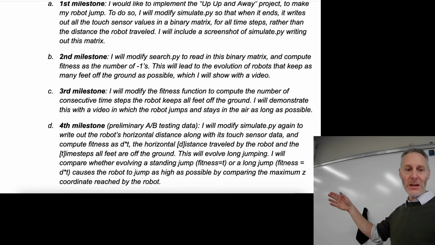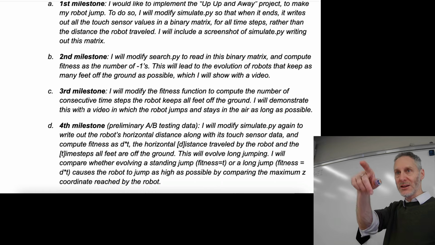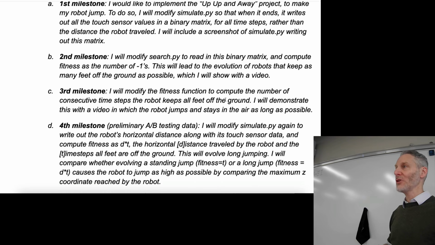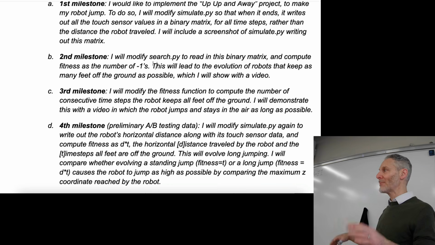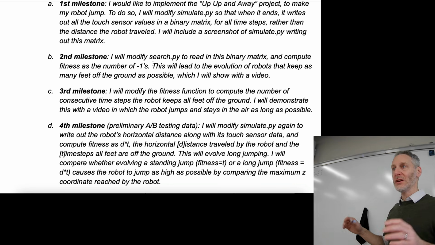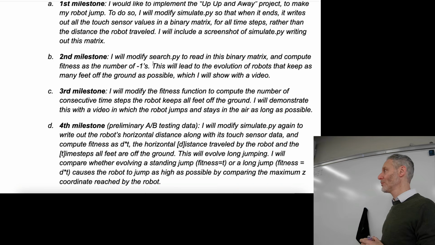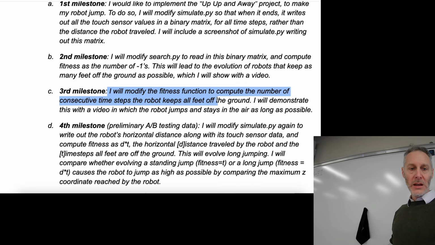By the end of week 3, they're proposing to modify the fitness function to compute the number of consecutive time steps the robot keeps all feet off the ground. So this is a simpler thing to do, but it's implicit in what this hypothetical student is saying, that they know this is probably going to lead to perverse instantiation. This is not going to lead to jumping. This is going to lead to tap dancing, right? The robot's going to try and keep as few feet off the ground as possible, or minimize the number of contacts as possible.